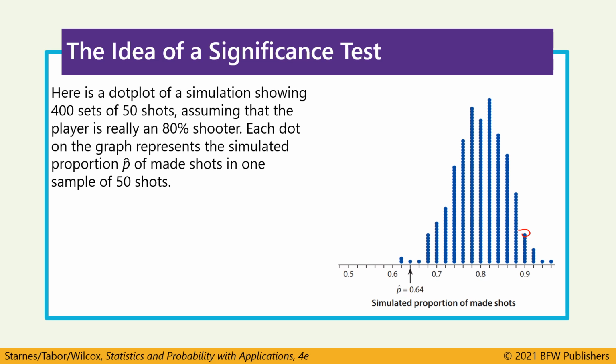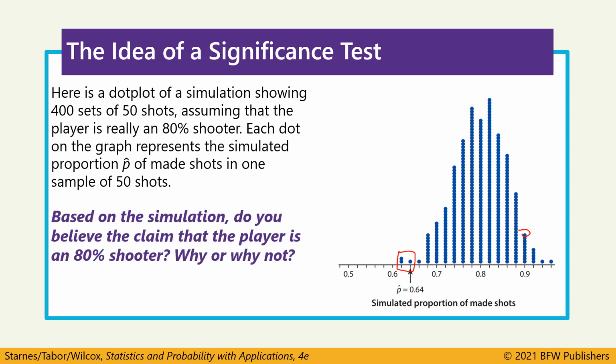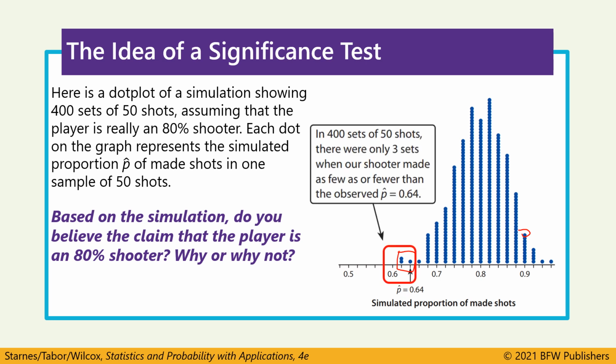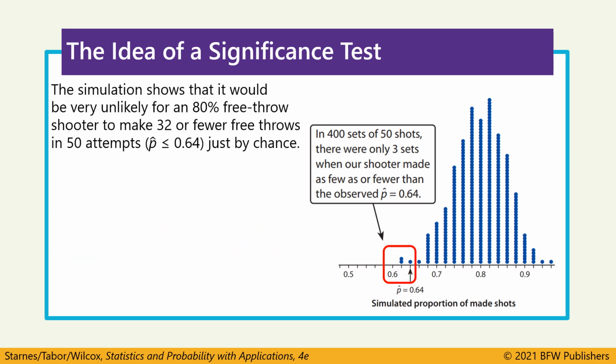So simulating 50 shots for someone who actually can shoot 80% of his free throws, we see 64% down here. I'm highlighting that and everything to the left of it, so everything more extreme than 64%. So we can see that that is an unlikely result. It only happened 3 times out of 400. That's less than a 1% chance of occurring. So at this point, we have 2 explanations.